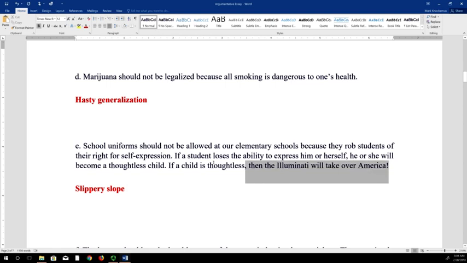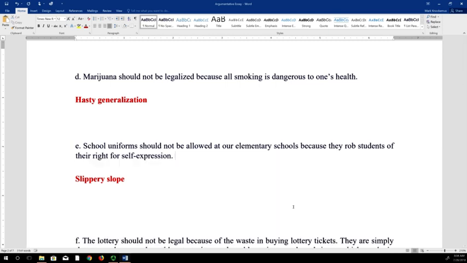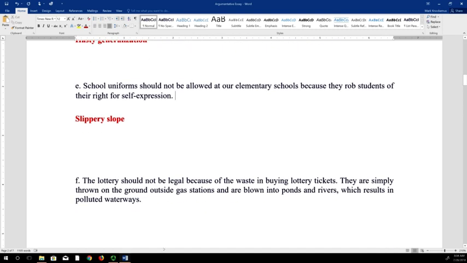Now, this is an easy fix. Right here, this is where we slip down the slope, right? So how do we fix this? Boom. Don't slip down the slope, guys. You can't make those illogical and unreasoned assumptions. So now we have the correction.